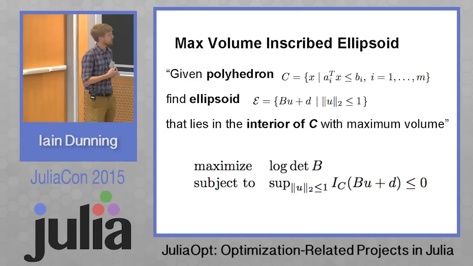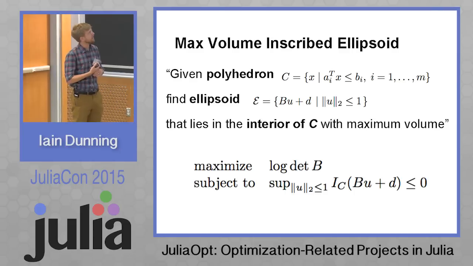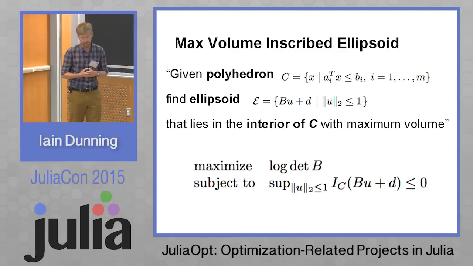So we can express this optimization problem in the following form. We can say, maximize the log determinant of B, subject to this constraint that basically says that the ellipsoid is always inside the polyhedron.